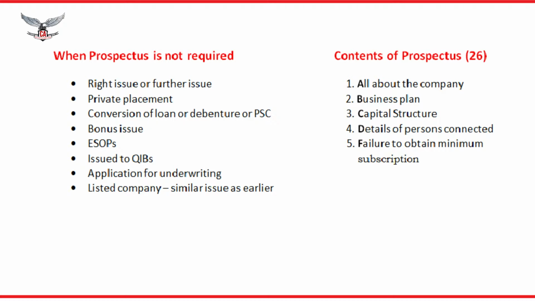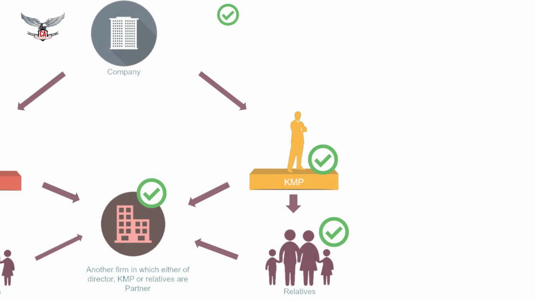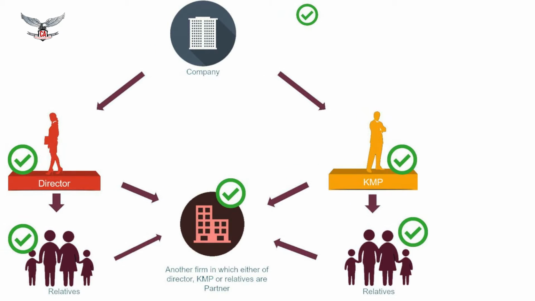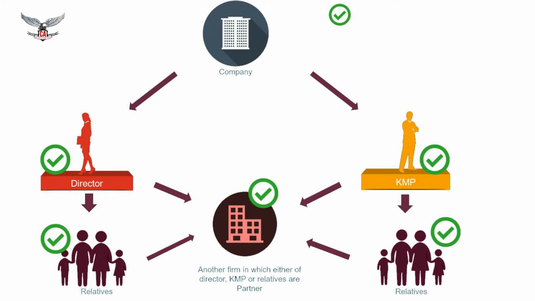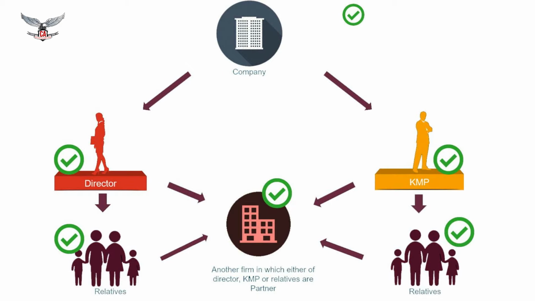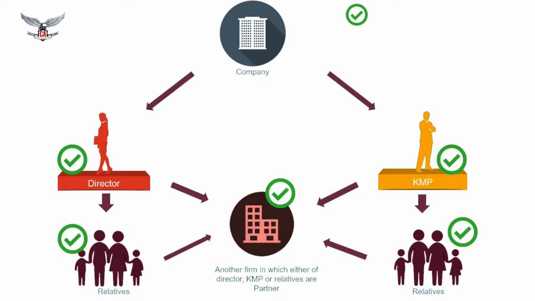Advertisement of prospectus. Not mandatory, but the company can do so on its own. The advertisement must give details like liability of the company, the company's object, capital structure and amount of share capital.